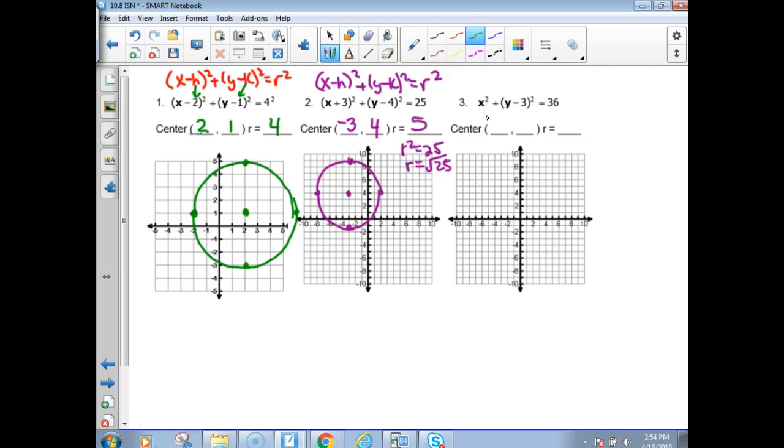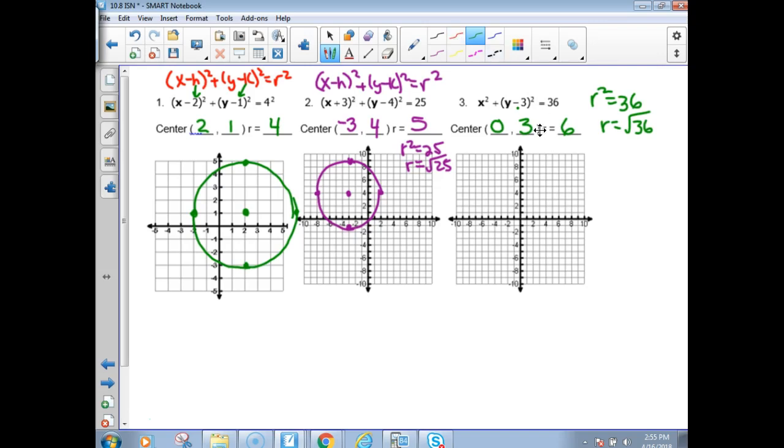All right, number 3. What's the h if there is no number there? It's not 1, it's going to be a 0, right? And the k, this says minus 3. The format says y minus k, so k is a 3. R squared is 36. So we take the square root of 36 to get r, which would be 6.